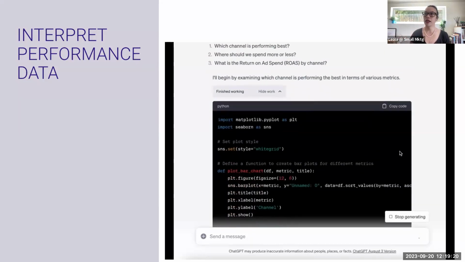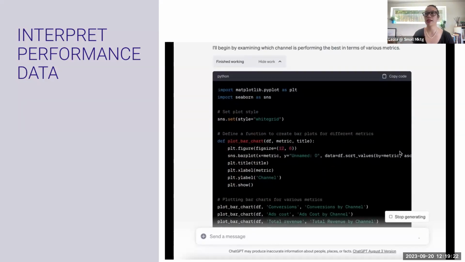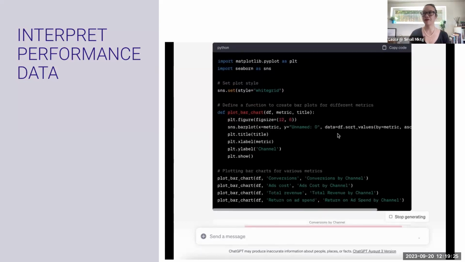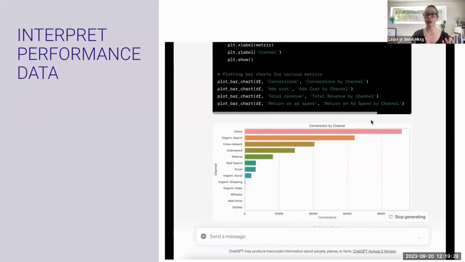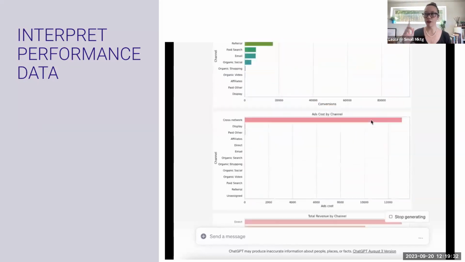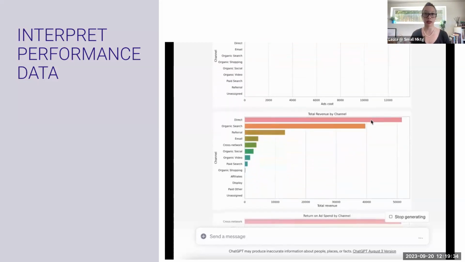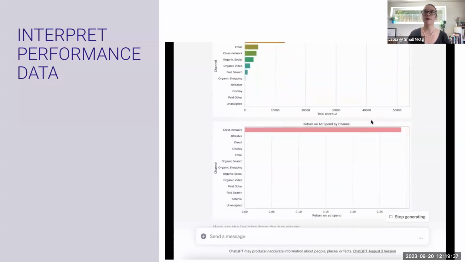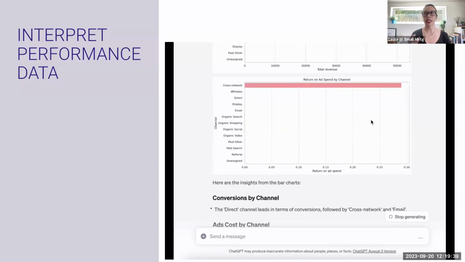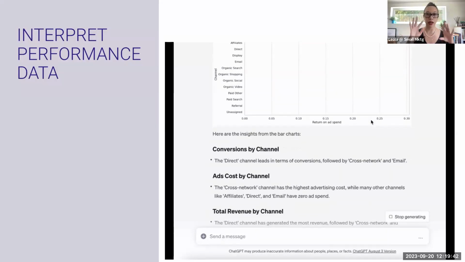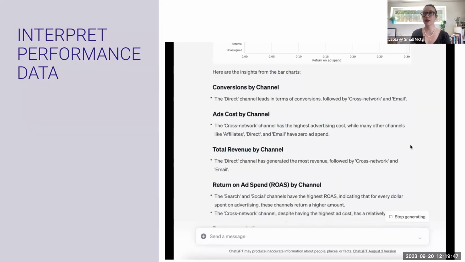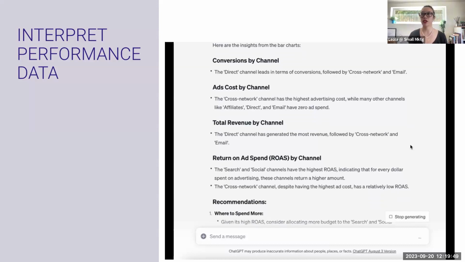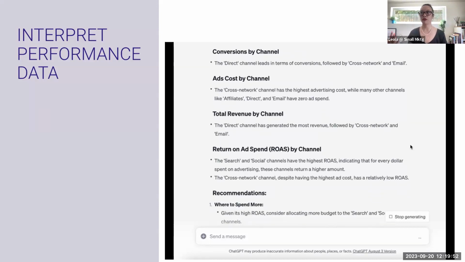And then it says, okay, you want to know what channel is performing best. All right, so let's go through and have a look. So then it does all of its Python coding, which I have absolutely no idea what it's doing. But the reason I've opened it up is just to make sure that it's looking at the correct thing. So when you do this for yourself, you can actually stop it generating and you can say, actually, no, that's not what I want. Do this instead. So then it's given me some insights: conversions by channel, ad costs by channel, total revenue by channel, ROAS by channel, recommendations even.